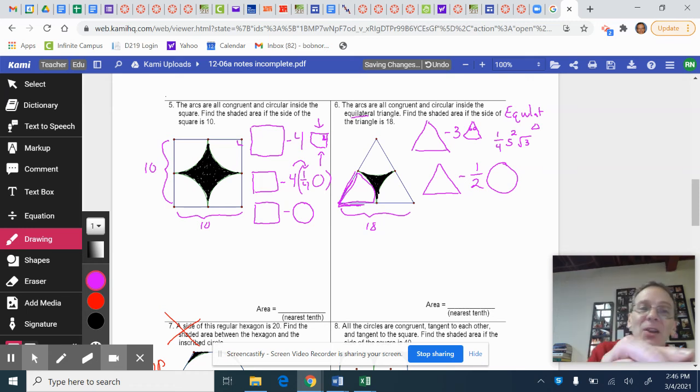Check the answers. You know what? Check your answer to number 5 before you even try number 6. Because if you get the radius of this circle wrong, you're likely to get the radius of this circle wrong also. But if you get this one wrong and you look up the answers and you go, oh, okay, I see, then you'll probably get number 6 right.